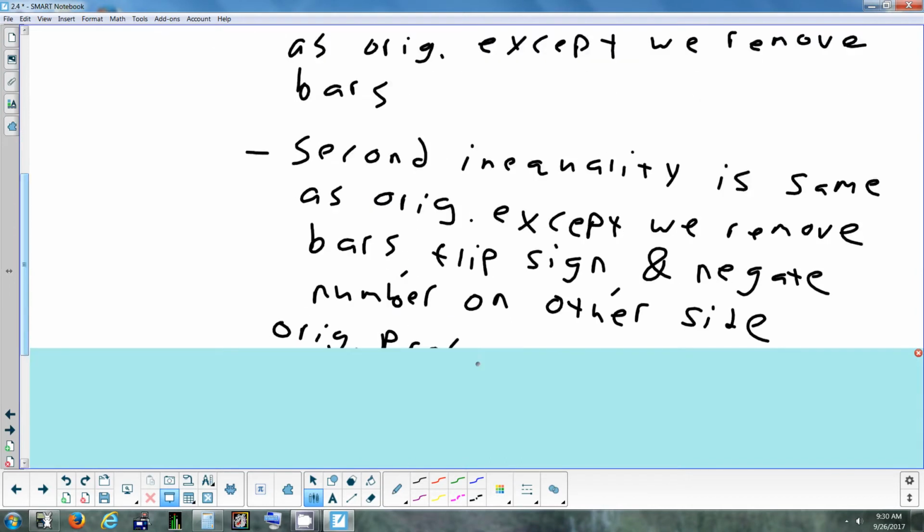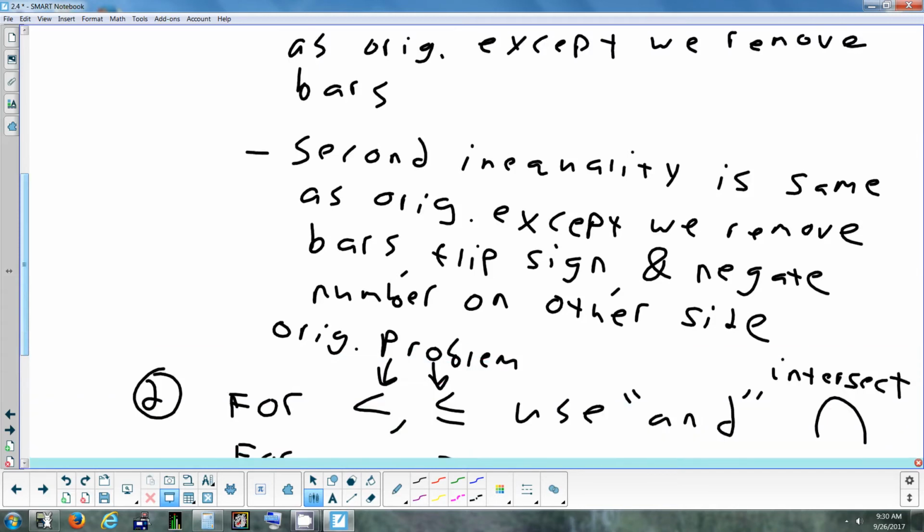And the last thing is when you write your answer, now we have a choice. And I told you yesterday I'm going to be a little more picky about if you put and or if you use the word or. Whether you use and or, it all depends on the symbol in the original problem. If the original problem contains a less than or a less than or equal to, you're going to use and.